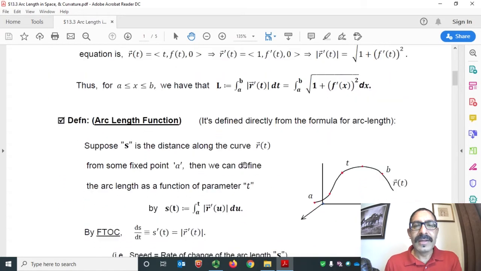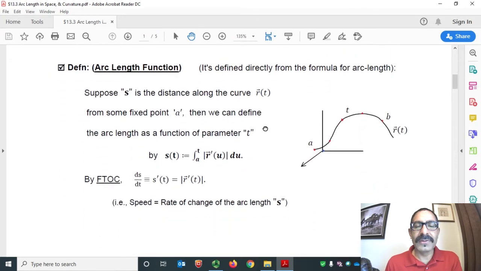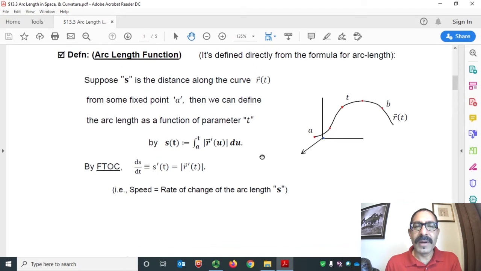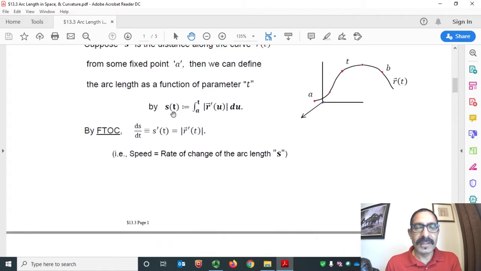Next definition, arc length functions. Suppose s is the distance along the curve from some fixed point a, then we can define the arc length as a function of parameter t. So s(t) equals the definite integral from a to t of the absolute value of r'(u) du. I already use t as our upper limit, so I put u as the variable here. Then by the fundamental theorem of calculus, the derivative of s with respect to t is simply the magnitude of r'.